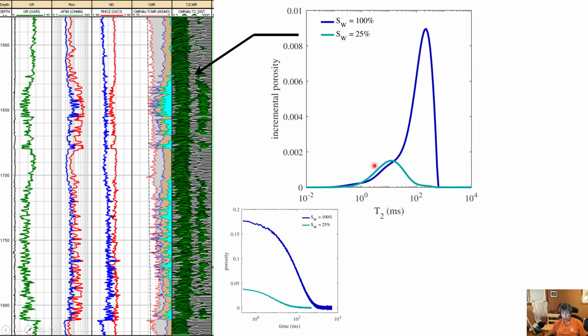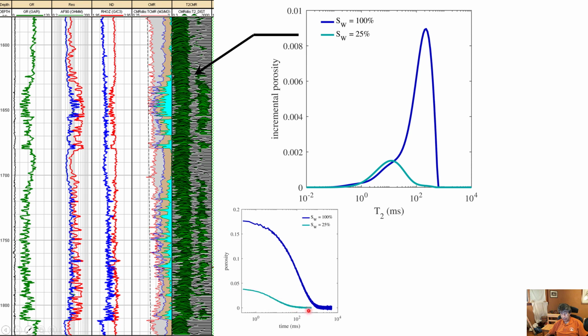Now, what is the light blue curve? Well, the light blue curve is this. We take that rock, and this is in the laboratory. This is not a borehole measurement. You centrifuge the rock, boom, and you expel all the fluids that are mobile. And you only leave the fluids that are not mobile, and then you do another magnetic resonance measurement.